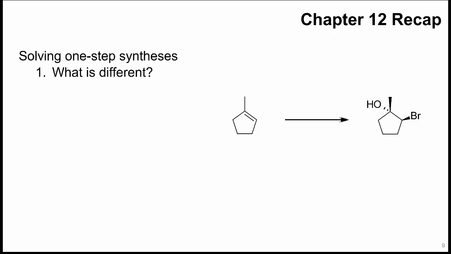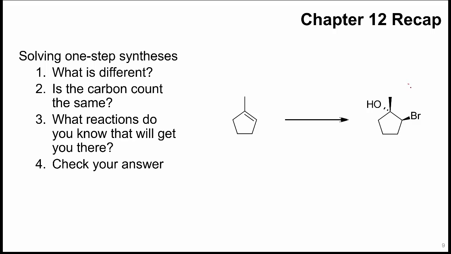that will get us there. So you want to look at what is different about this reaction. So here we're going from an alkene to 2 functional groups. We have a Br plus a hydroxy here. And then our carbon count is the same, so we don't have to worry about adding carbons. So then you want to look at what reactions do you know that will get you to this product.